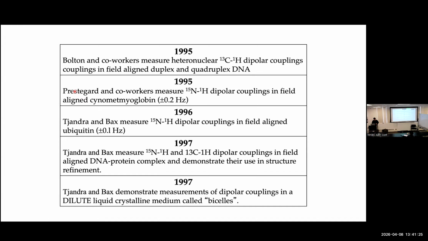The first published example of magnetic field alignment was actually done by Prestegard in 1995, where he took another way of partially aligning molecules magnetically, if they're paramagnetic. So you can be a diamagnetic molecule. Most molecules are diamagnetic, most of us. But to be paramagnetic, you typically have to have a metal center. And so cyanometmyoglobin.